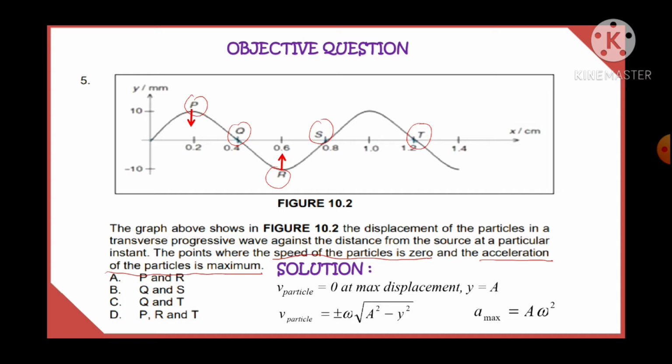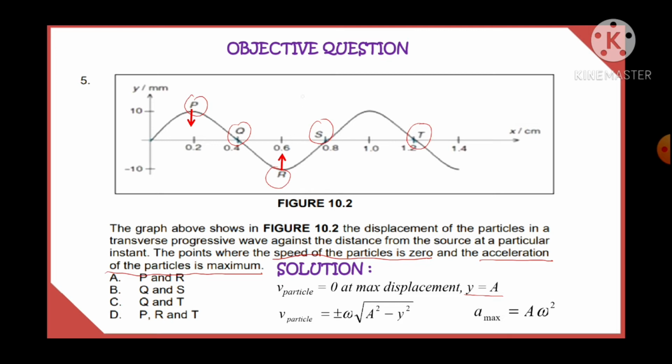Or, if you want to verify, you can also use the equation for the vibration of the particle, which you learned in simple harmonic motion. You substitute y as amplitude, because P is at the maximum displacement. When you replace y with A, A squared minus A squared is equal to 0. So you get that v particle is 0 at point P. The same at point R, because it is at the maximum displacement. How about the maximum acceleration? For maximum acceleration, the equation is A omega squared, meaning that the particle must be at the maximum displacement for the acceleration to be maximum.